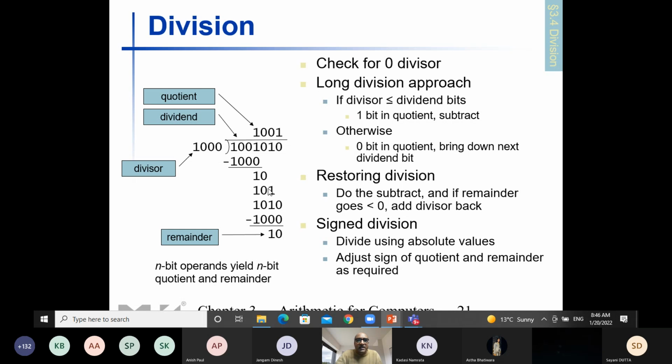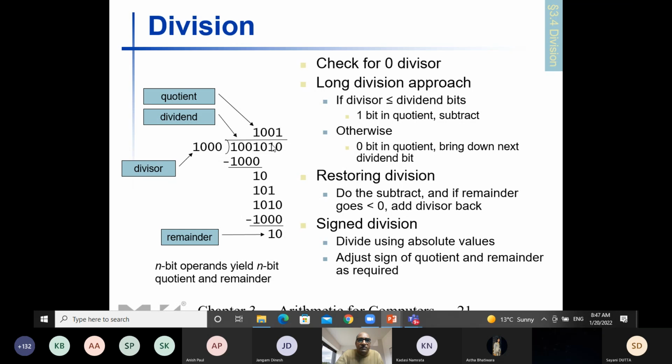So therefore, again we had to restore the dividend, and then we need to consider the next bit also, like 1010. Now at that time you check the division. When you perform a division, you will get a positive one. So it means the divisor is smaller than the bits considered for division. So now positive, therefore you include one over here.